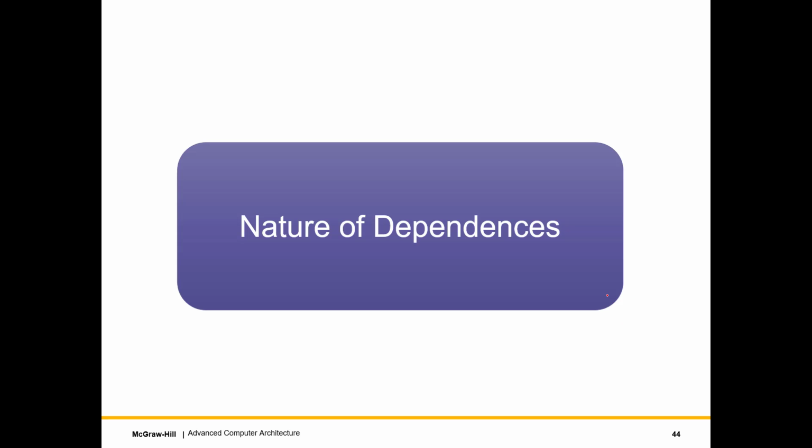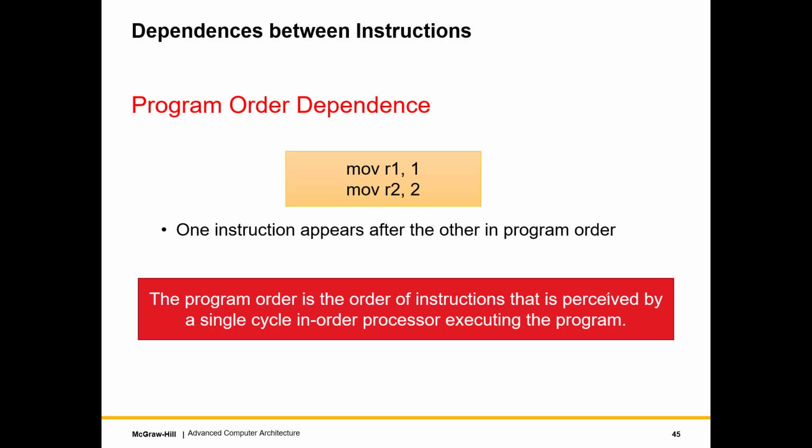In the last lecture of this chapter, let us look at the nature of dependencies in an out of order pipeline and the problems that these dependencies can cause. So we have looked at the program order dependence. This is rather simple. This is essentially the order of instructions that appear in the original program. So this is one instruction and this is the instruction after it. So this is a program order dependence.